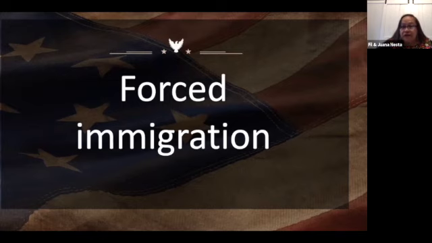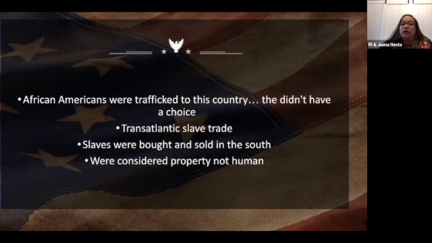Another example of forced immigration is that period in time of slavery. African Americans were brought into this country, forced to migrate from Africa here. That was a forced immigration. They didn't choose to do that. They were trafficked to this country through the transatlantic slave trade. We never really take the time to think about that, but our African American brothers and sisters were part of that. They were brought and sold in the South, and they were considered property, not human.